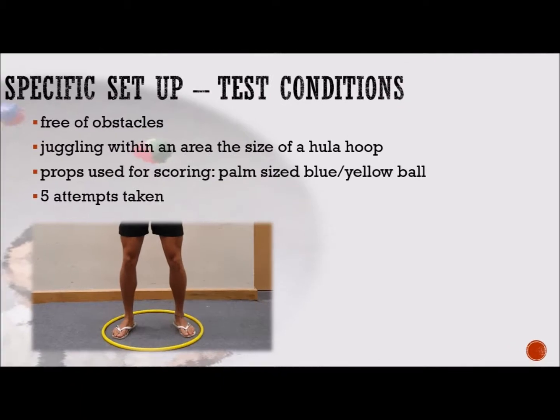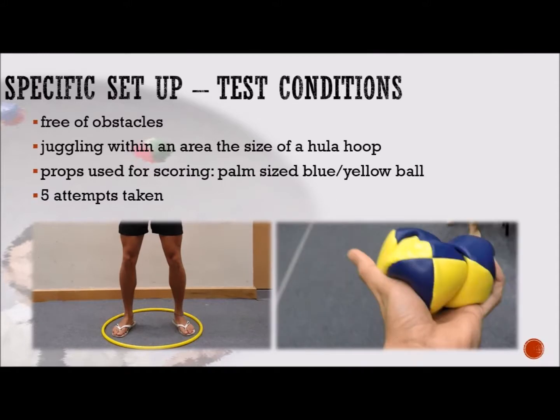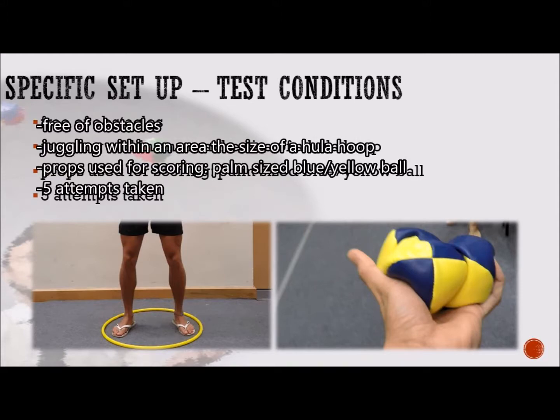In our specific setup or test conditions, the area had to be free of obstacles and the juggling was to be done in an area the size of a hula hoop. The props that were used for scoring were palm-sized blue or yellow balls, and a total of 5 attempts were taken each time.